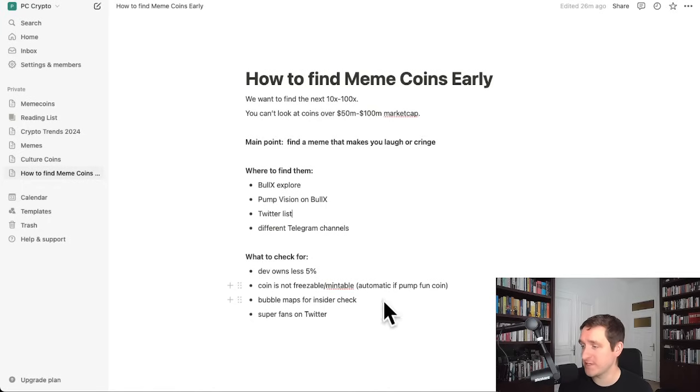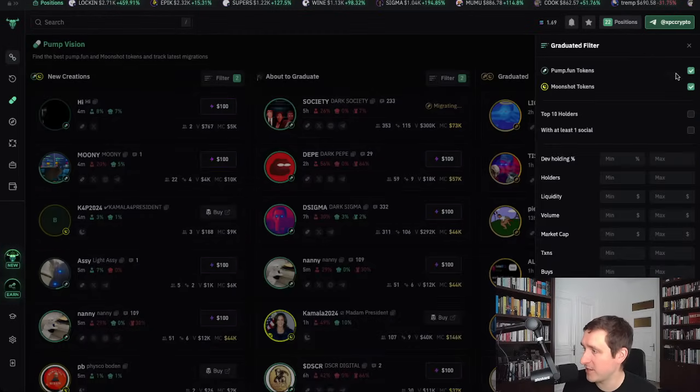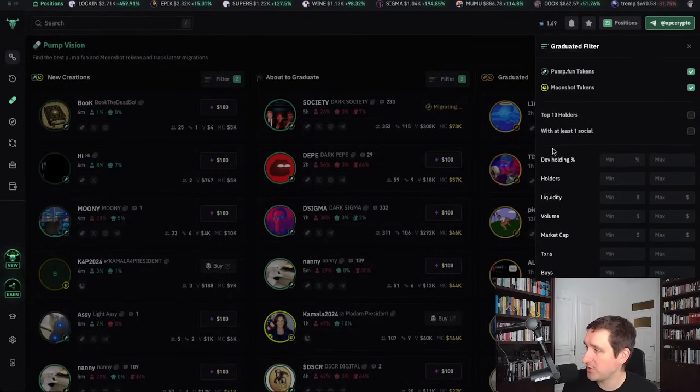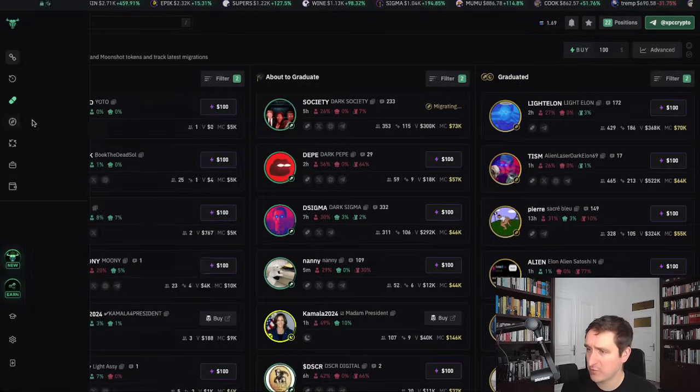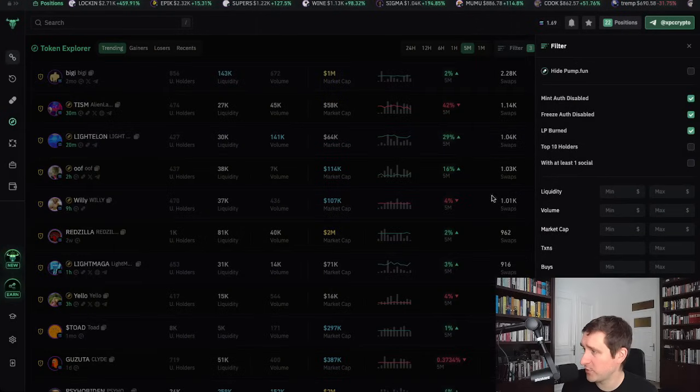Now, coin is not freezable, not mintable. I talked about that. Basically, you want to prevent people from rugging you by disabling your selling. This is important, especially so you can also have that on pump.fun in any kind of filter here. But basically, if you, for example, go to explore, this is what I was showing you here. I have mint authority disabled, freeze authority disabled, and LP burned.